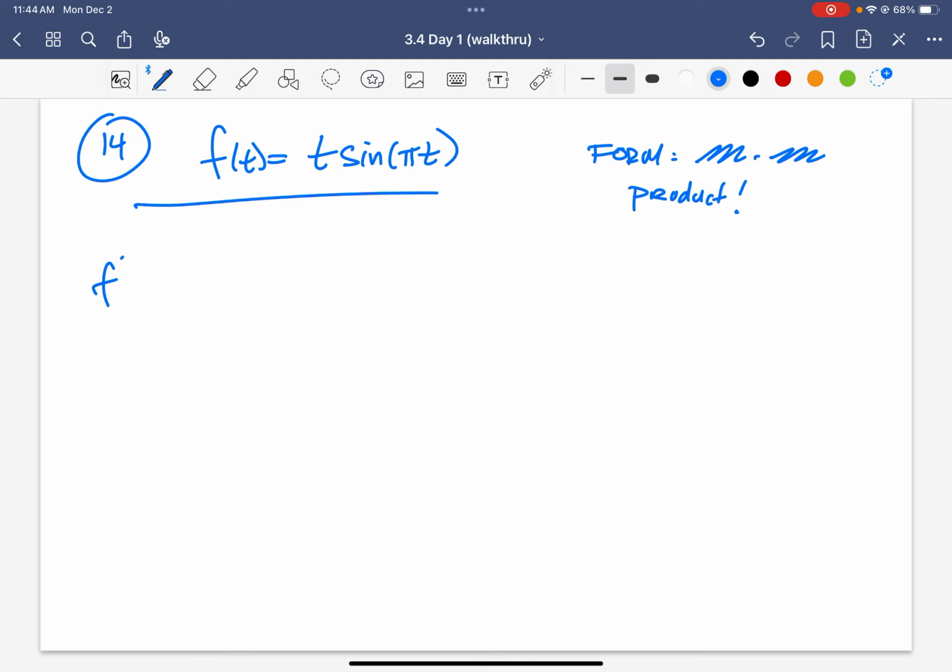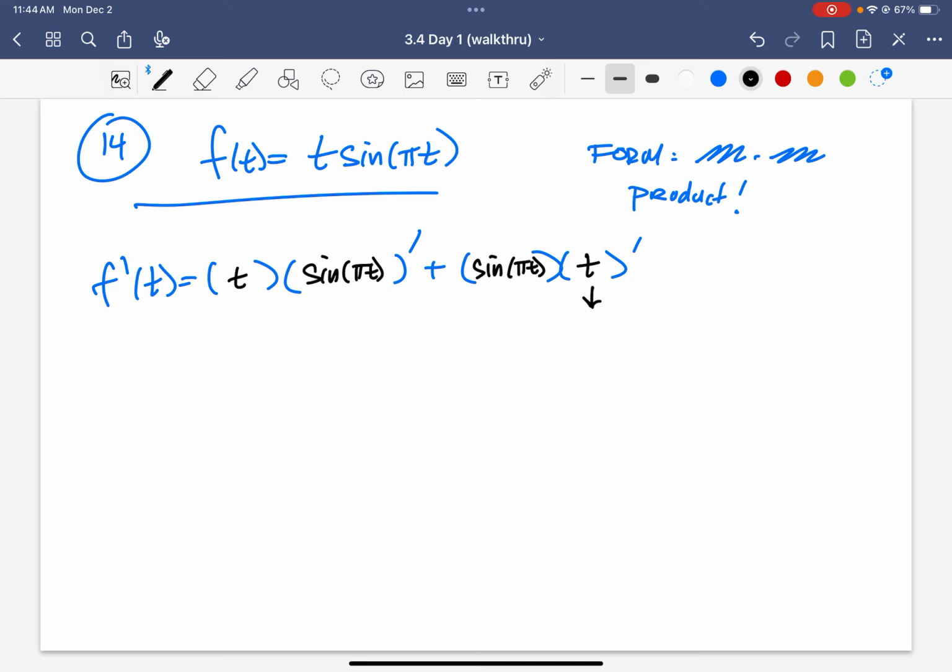So this derivative is going to be the first times the derivative of the second plus the second times the derivative of the first, where the first is t and the second is sine of pi t. Then the derivative of the first is really easy. That's just going to be 1. So this is sine of pi t times 1.